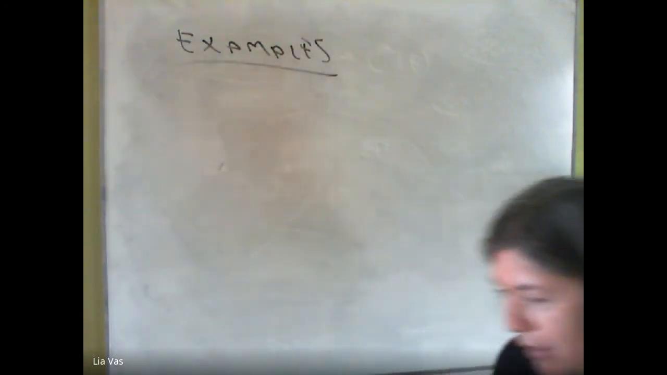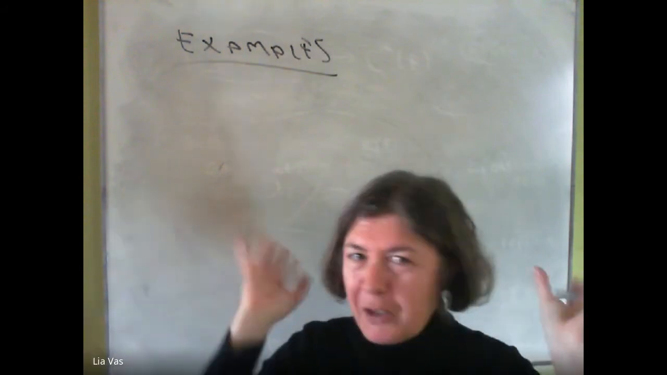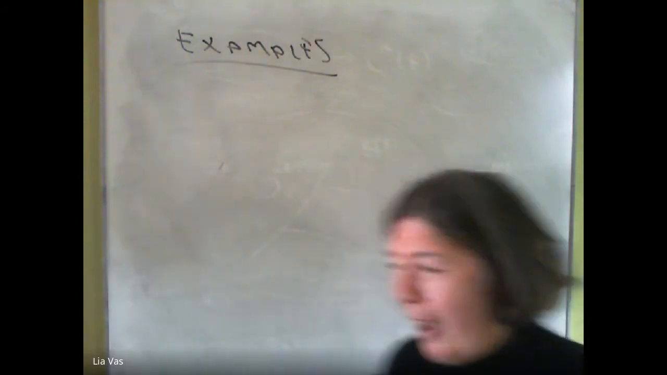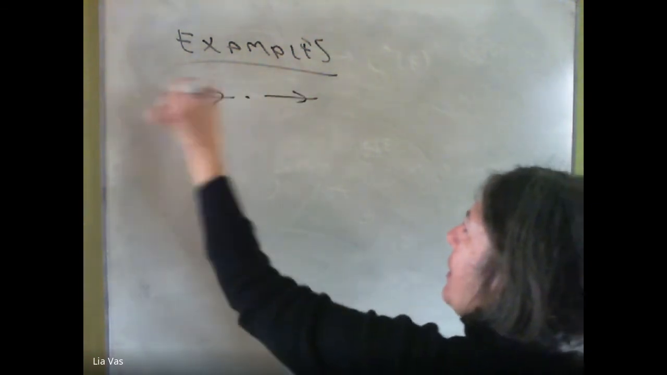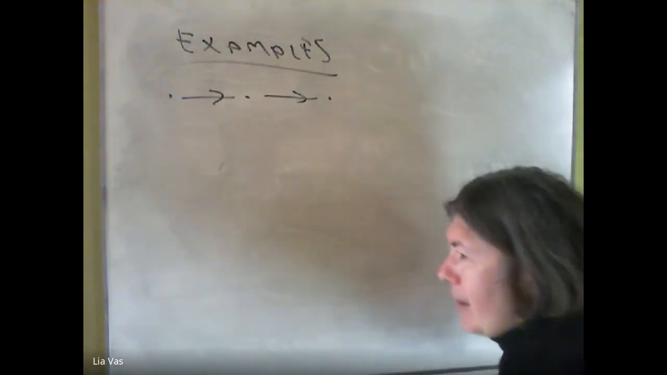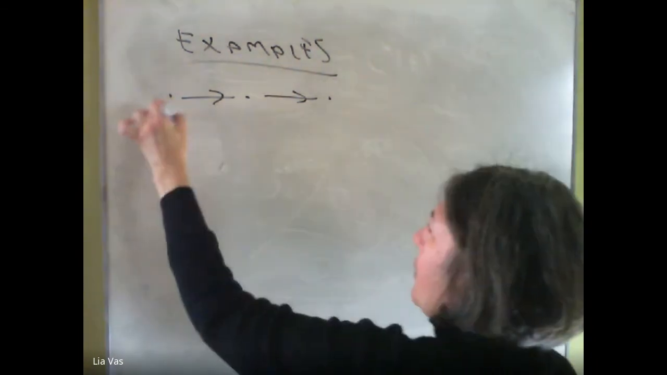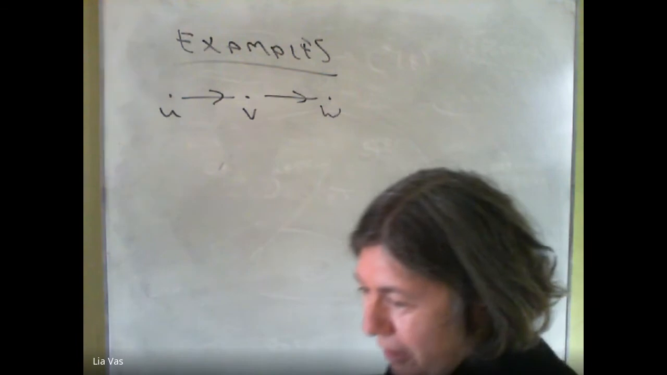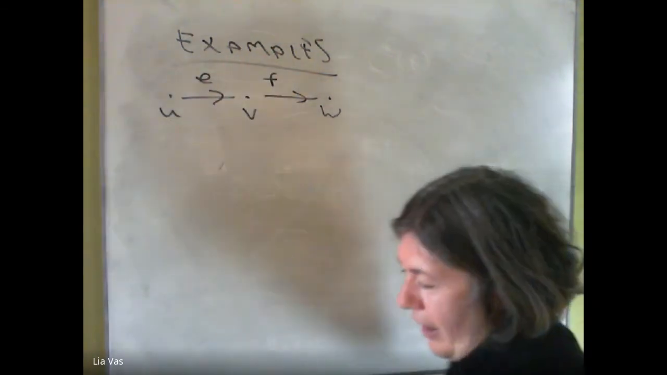Don't you love when we are done with definitions and then we can just play with some down-to-earth graphs? So let's go first and foremost to this star of the show, if you want, of today and yesterday. So U, V, W are your vertices, right? And E and F are your edges.